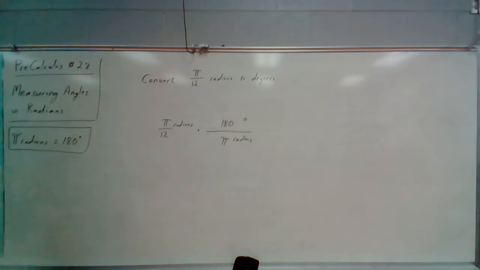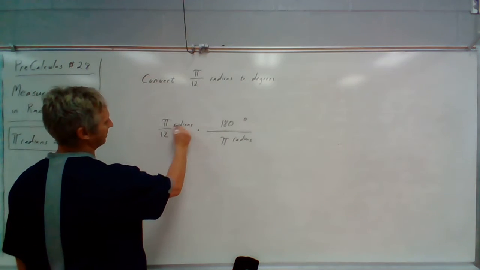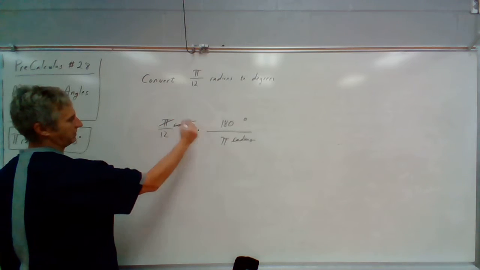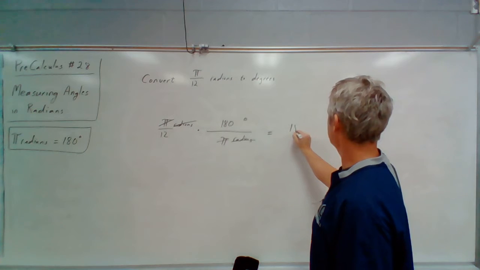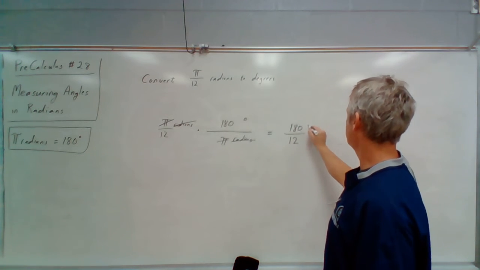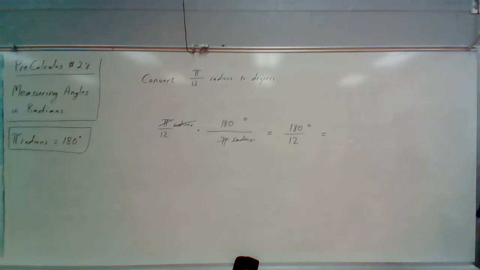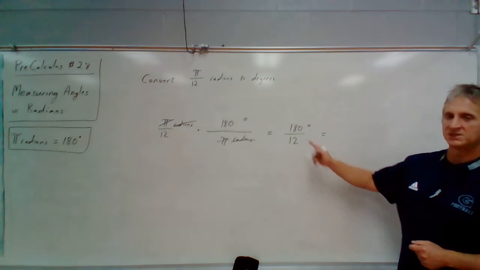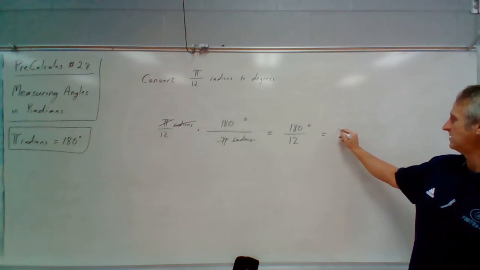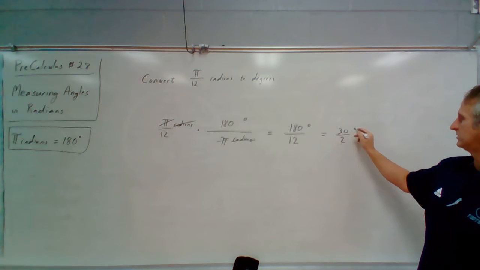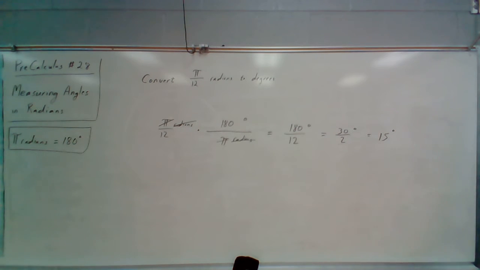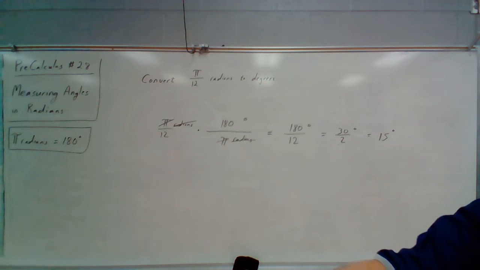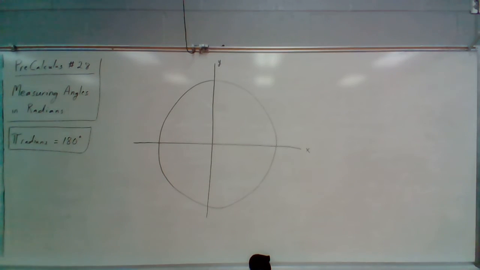So all I'm doing is multiplying by 1, not changing anything. Radians cancel, pi's cancel, and I'm left with 180 over 12 degrees. And all I need to do is simplify that. Let's see, 6 will go into both of those, so that'd be 30 over 2 degrees. 30 over 2 is 15, so that'll be 15 degrees. So pi over 12 radians is equal to 15 degrees.